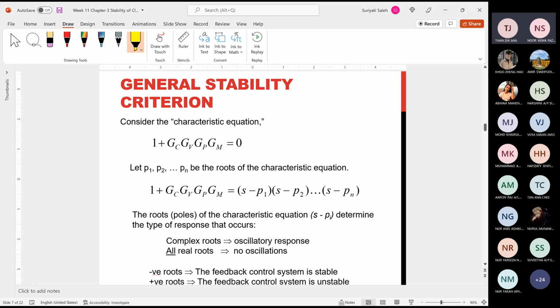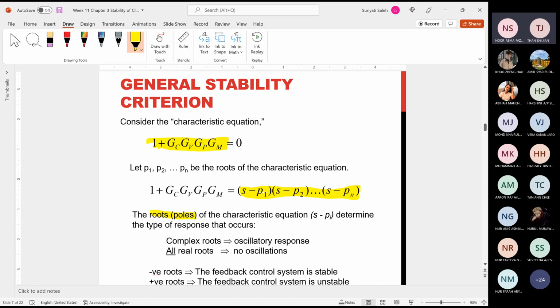Since we want to consider the general stability, we just use the characteristic equation. For this part, we have the characteristic equation like this. What we need to do next is to substitute whatever the values of GC, GV, GP, and GM. Based on that, we expand the equation and try to find the roots. Based on this, we may get this kind of expansion. From this, you can determine what the roots are, sometimes called the poles.